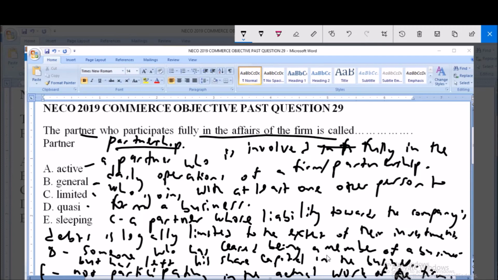So from the definitions we have given, we see that the active partner, which is option A, refers to a partner who is involved fully in the daily operations of a firm, and that is what is described in the question, the partner who participates fully in the affairs of the firm. So the correct answer is option A, active partner.